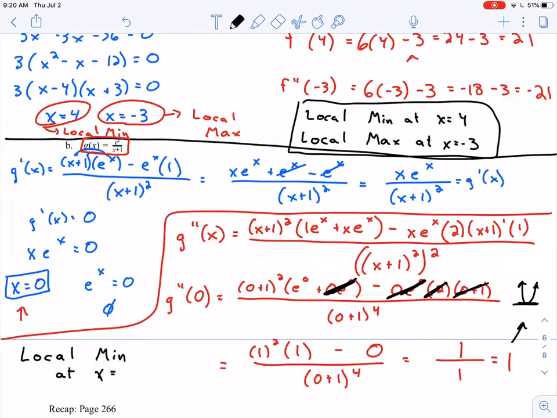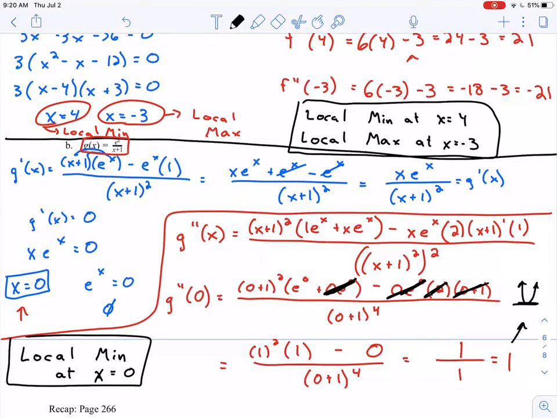And so I can finally conclude that I have a local minimum at x equals 0. If we wanted to find the y value, then yes, we would take that, plug it back into our original function. It actually wouldn't be all that bad. It should just be 1 over 1 or just 1. So 0, 1 if you really want to do that for yourself.